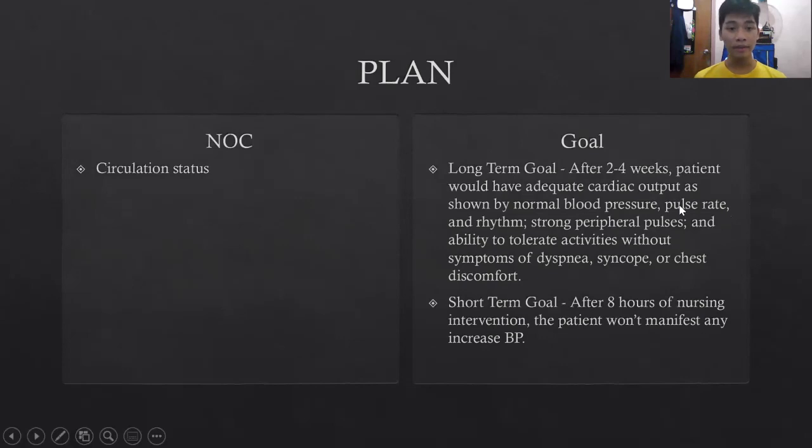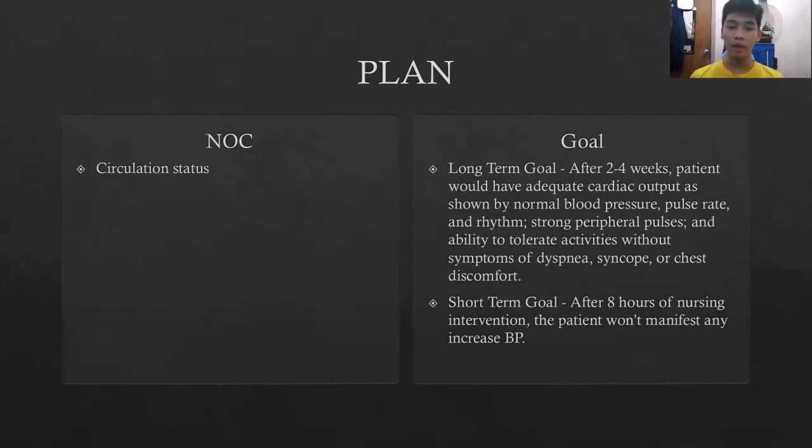And for our plan for nursing outcome classification, there is a circulation. We have here a circulation status. For our long-term goal, after 2 to 4 weeks, a patient would have adequate cardiac output as shown by normal blood pressure, pulse rate, and rhythm, and strong peripheral pulses and ability to tolerate activities without symptoms of dyspnea, syncope, or chest discomfort. Dyspnea is difficulty of breathing, and syncope is fainting or passing out.